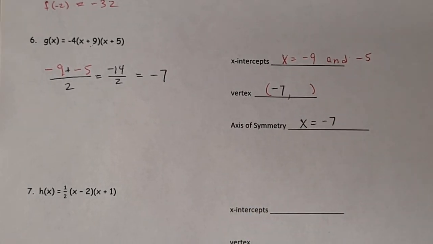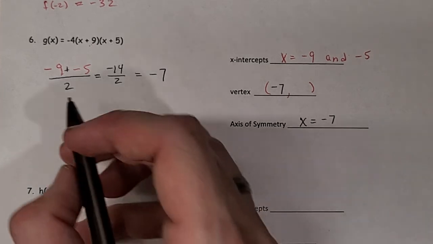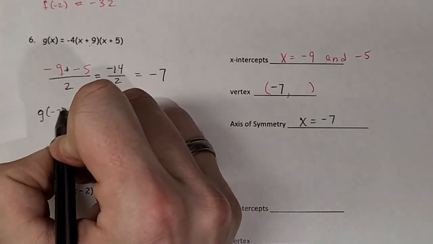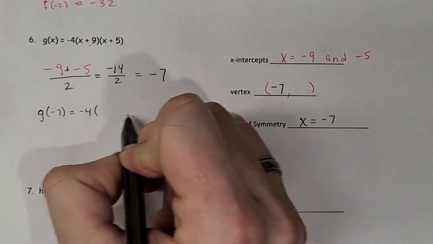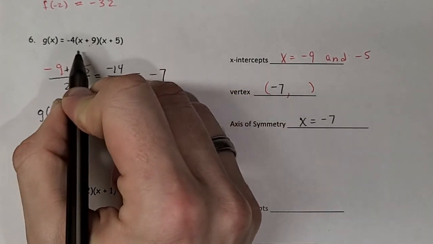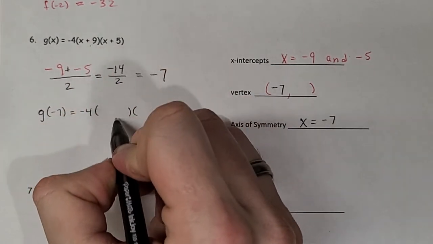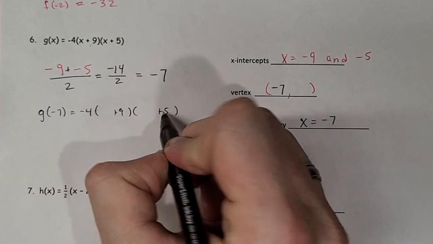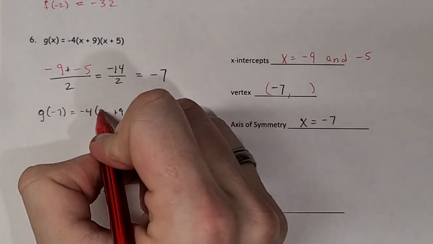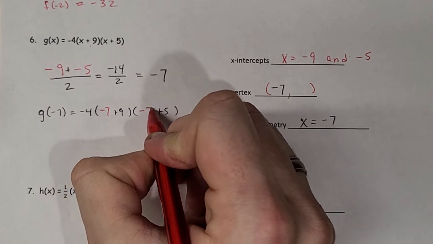Now I just have to find the y portion of my vertex. So I'm going to take g of x and plug in negative 7. So negative 4 times, again I'm just plugging it in right here, x plus 9, x plus 5. But every time I see an x, I'm going to plug in that negative 7.